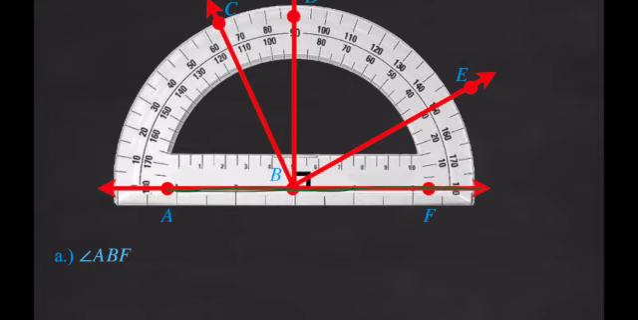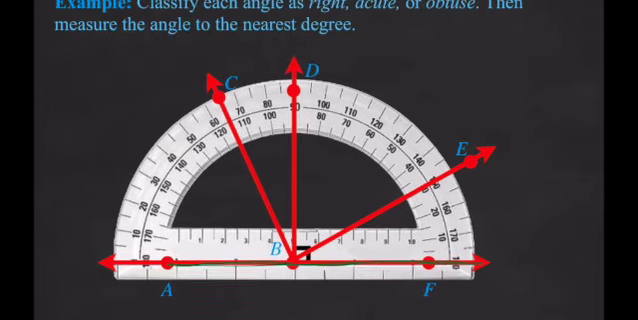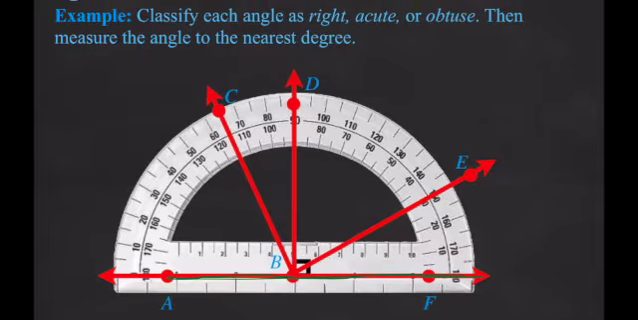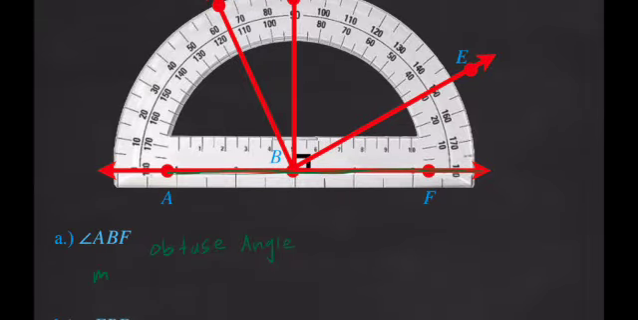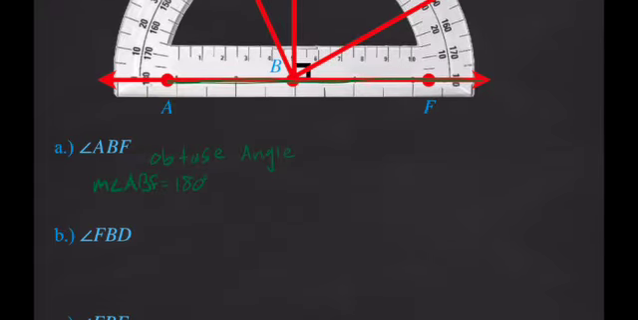Well, that's a straight line. That's bigger than 90, so wouldn't that be obtuse? So that would be an obtuse angle. We also want to make sure that we find the measure of that. The degree of a straight line is 180. So we are going to say the measure of angle ABF equals 180 degrees.